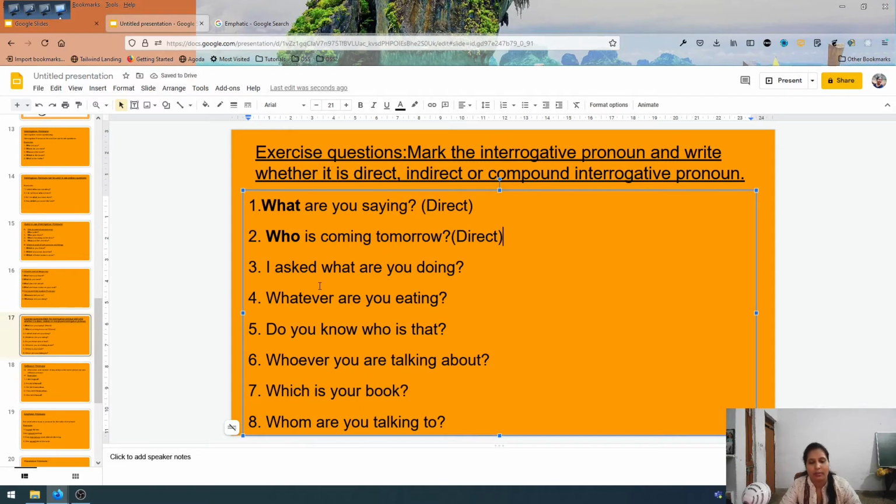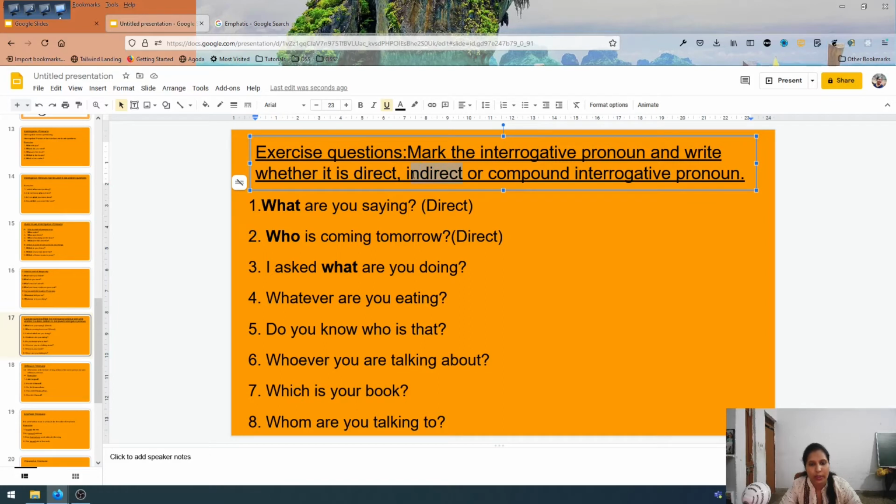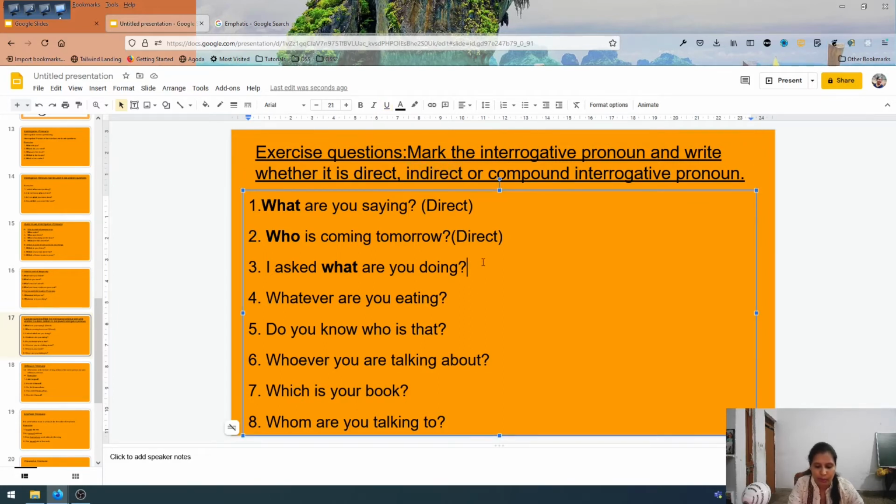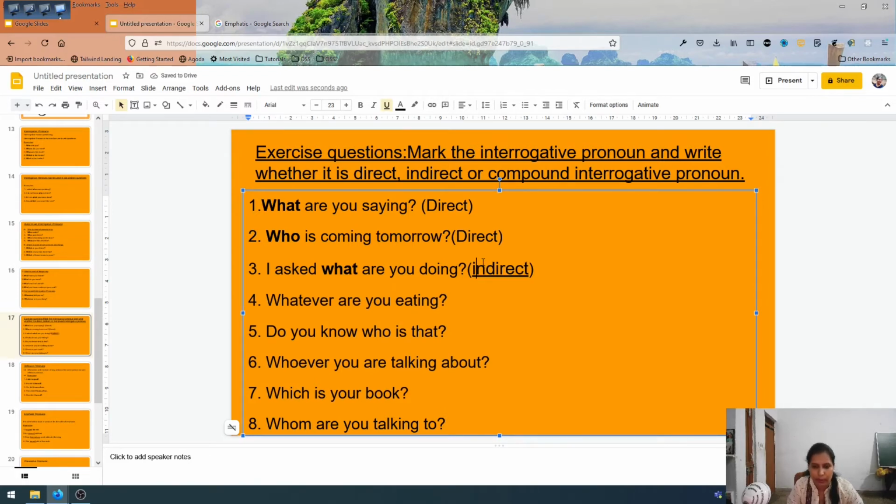I asked, what are you doing? So what is the pronoun here? Here this what is the pronoun. And where is this what used? In the beginning or in the middle? In the middle. So which kind of pronoun is it? It is an indirect pronoun, isn't it? So I have written indirect here so that you will be able to understand.